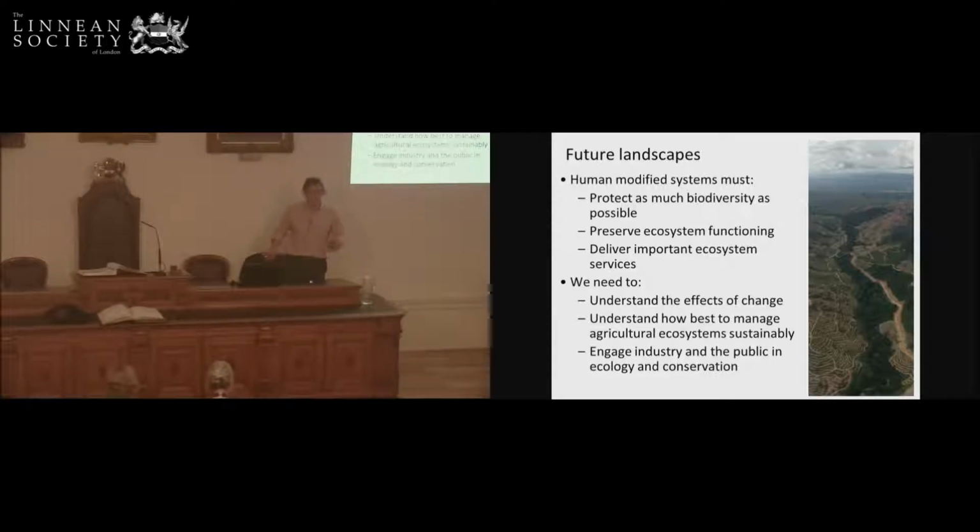Because, of course, if you can understand that, you can begin to tweak the management in agricultural areas or in existing rainforest areas to try and bring some of this diversity back, if possible. Perhaps it's not possible. We need to understand how to manage agricultural areas sustainably. That's really key in the tropics. It's probably also key in the UK, to be honest, globally. We're not very good at managing agriculture in a sustainable way.